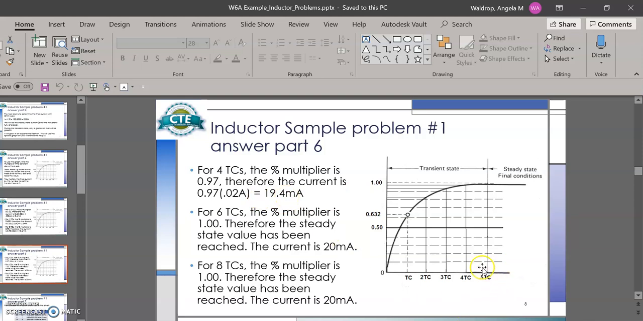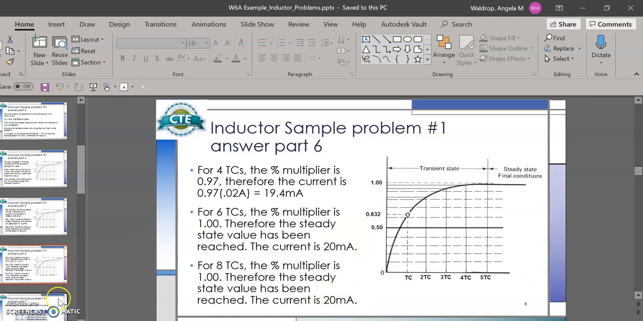Now, if you take a look, anything over 5 is kind of like the magic number. Anything over 5 is going to be steady state. So we really don't need to do any multiplications over 5. Since 6 time constants is over 5, we know that 100% has been reached. So that's going to be 20 milliamps or 0.02 amps. Same thing for 8 time constants. That's going to be 20 milliamps as well.